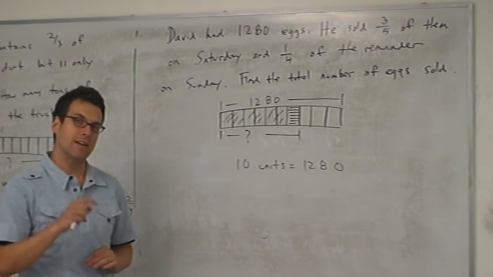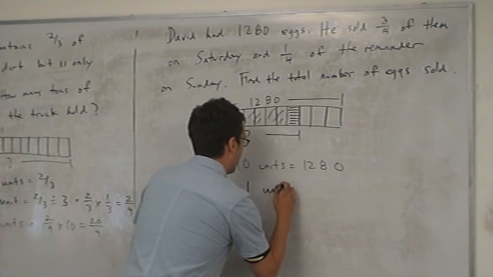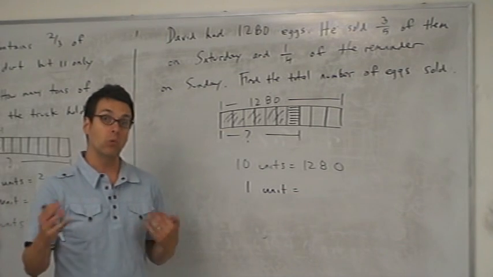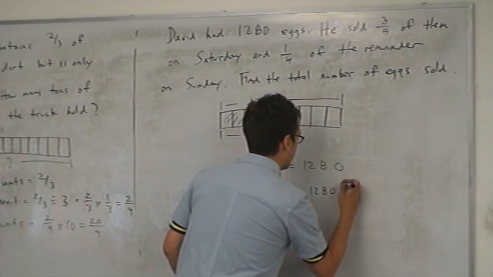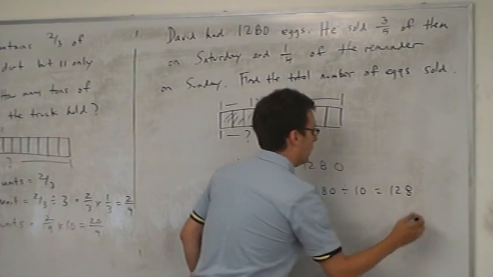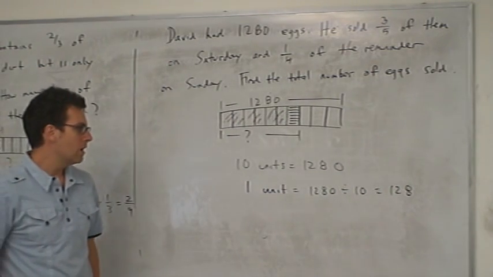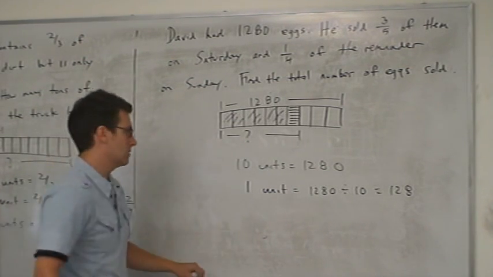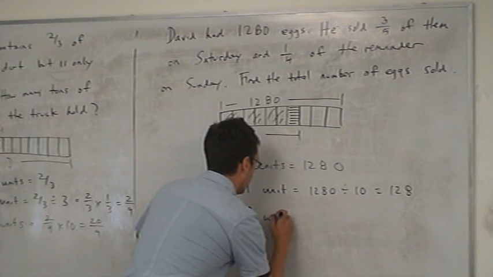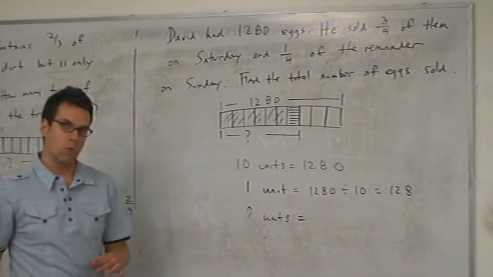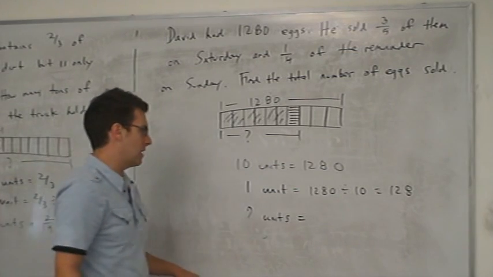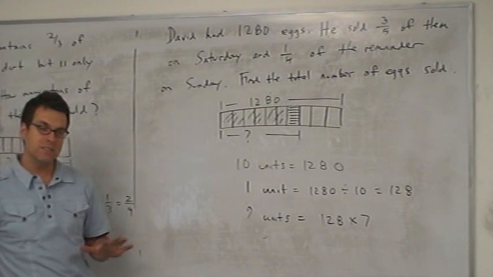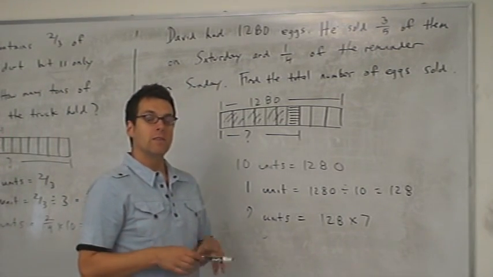So to get from 10 units down to 7 units, I first use partitive division to figure out what 1 unit is equal to. We know again if 10 units is 1,280, then 1 unit is certainly 1,280 divided by 10, which is 128. And now I look at my diagram and I'm interested in 7 units. So models of multiplication tell me that if 1 unit is 128, then 7 units is the same as 128 multiplied by 7.